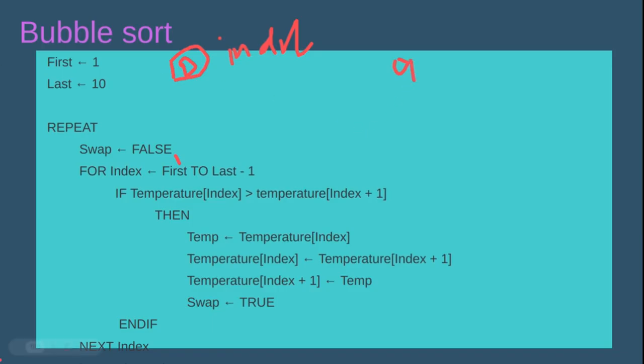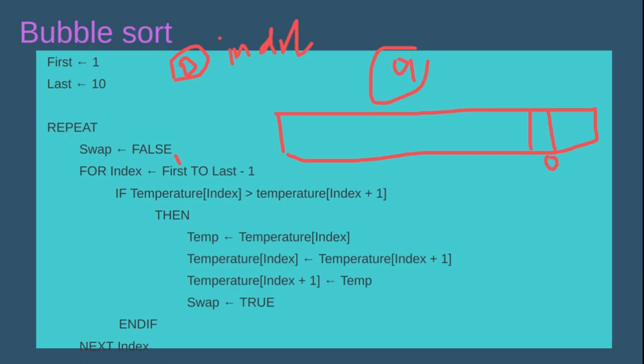The reason behind that is the loop will execute till 9. For the array which has 10 indexes, when you are comparing index number 9, index number 9 will automatically be compared with index number 10, because we are saying that this is index and the second index will be called index plus 1.